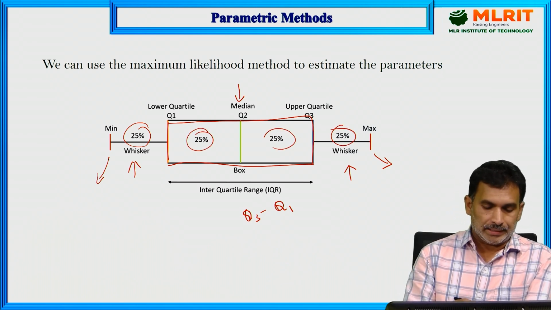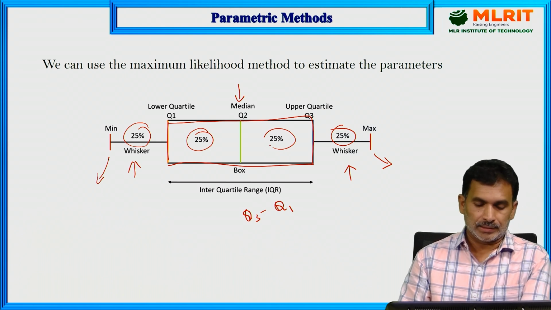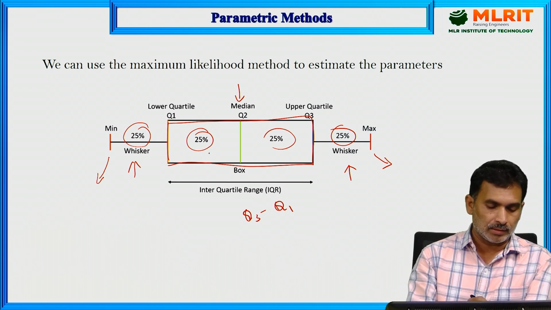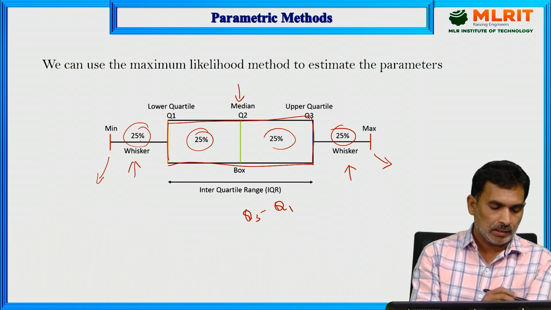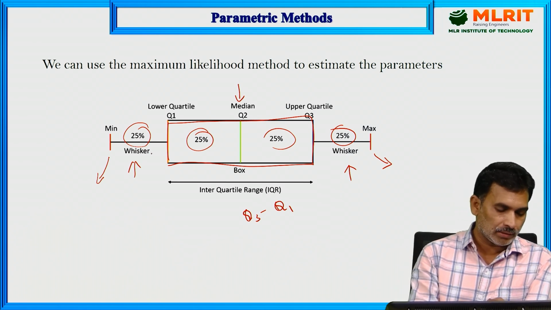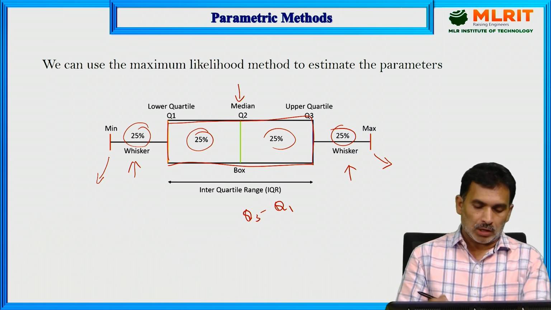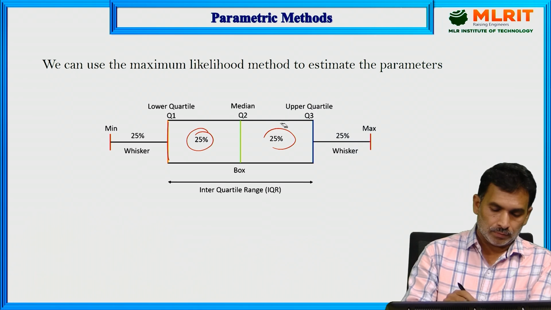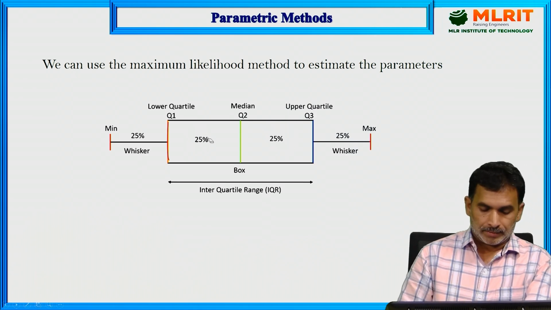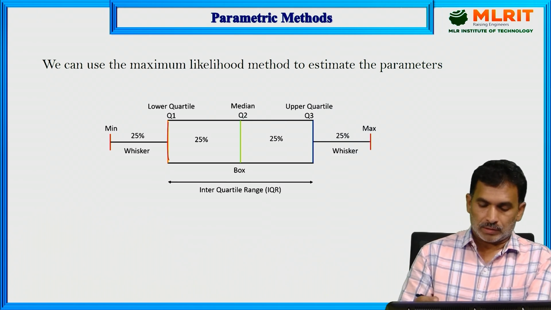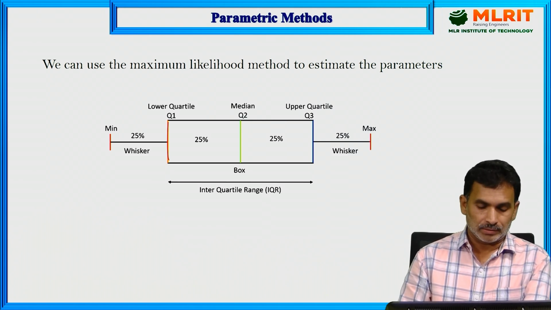So what does 25% mean? 25% of the data points are within the range Q2 and Q3, and 25% of the data points are between Q1 and Q2, and this 25% is from the minimum, within this range. So to find the outliers, what values would be considered as outliers by using this box plot?